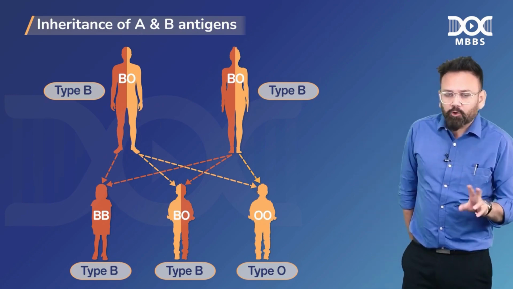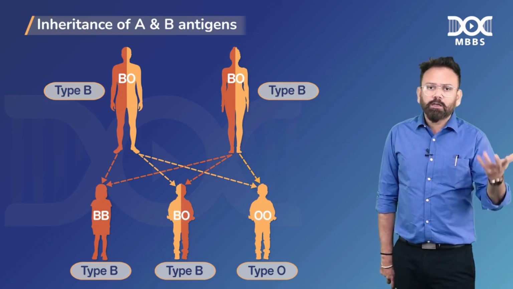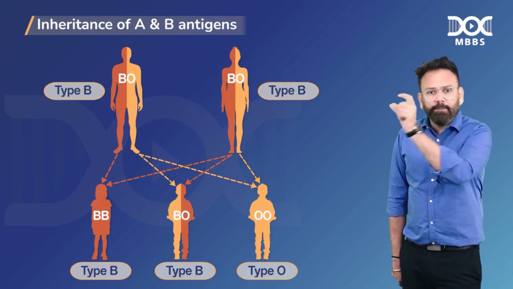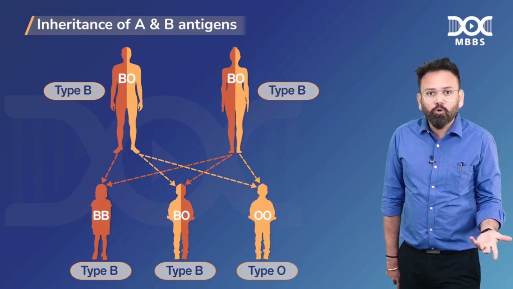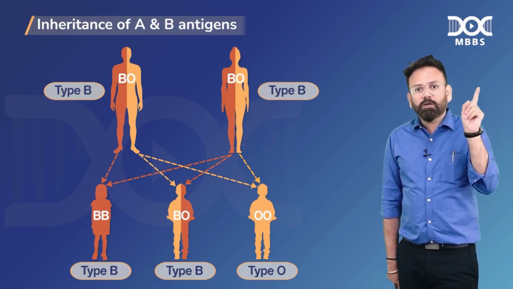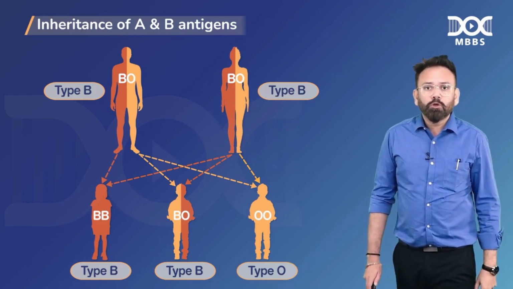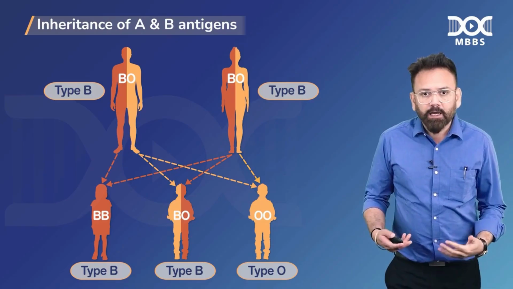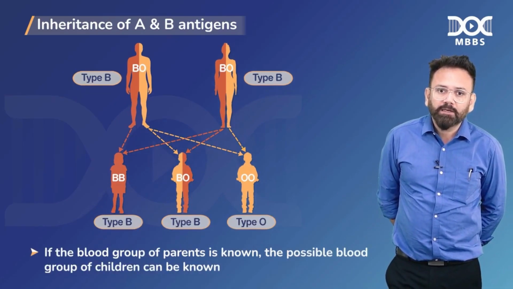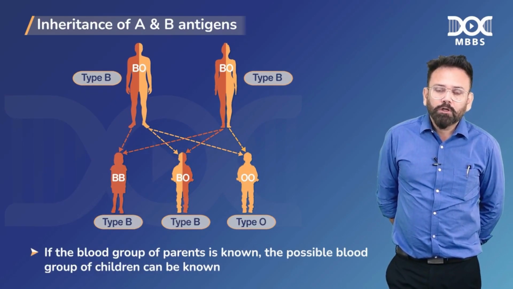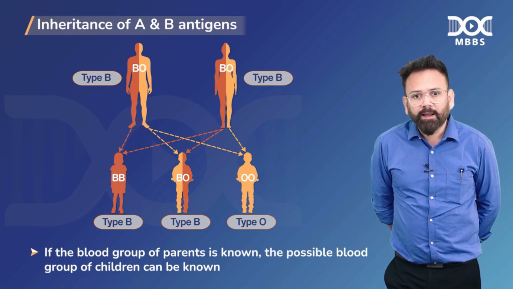If both are homozygous, BB, then all children can be B. If BO and BB, then it can be either B and O, or B also. No, because O can only be when both are heterozygous, BO and BO, only then you can have OO, that is O. So this is how you can understand what the blood groups of the children are if you know the blood groups of the parents. So you can know the blood group of the children if you know the blood group of both the parents.